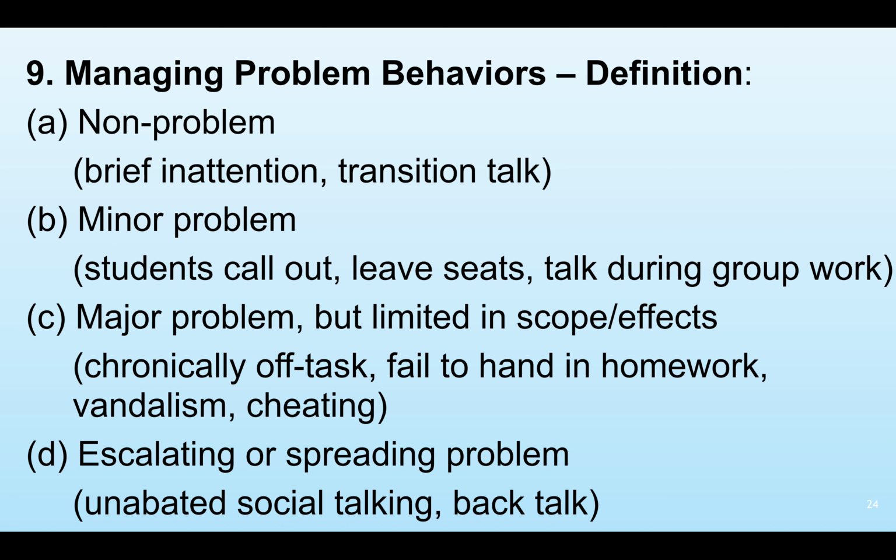C is a major problem, but it's limited in scope and effects, such as a student who's chronically off task or fails to hand in homework, or engages in vandalism or cheating. D is an escalating or spreading problem. That would be like unabated social talking that goes on all the time, or back talk to you.